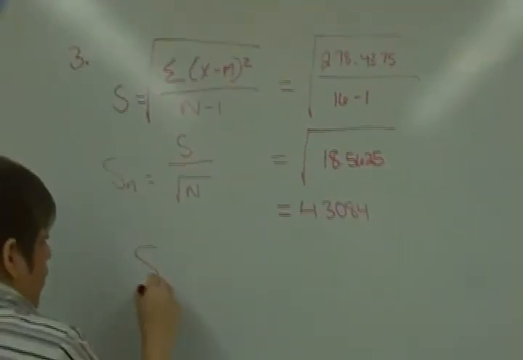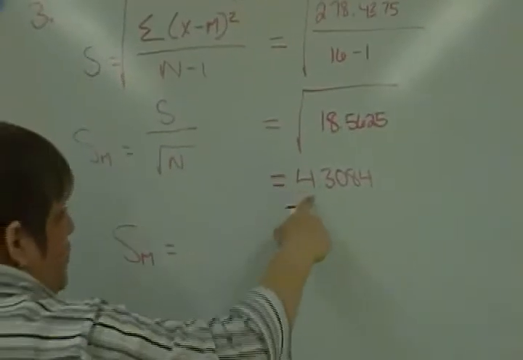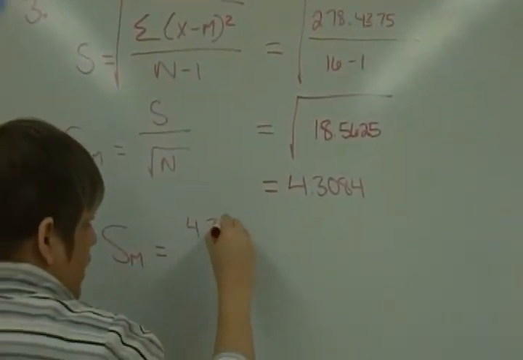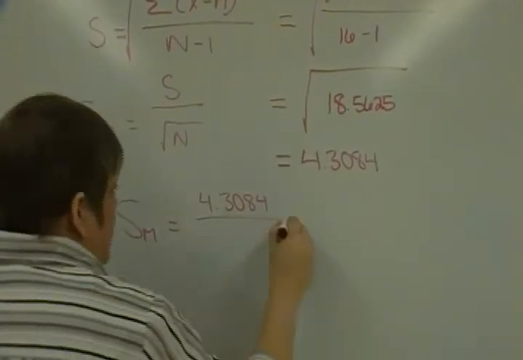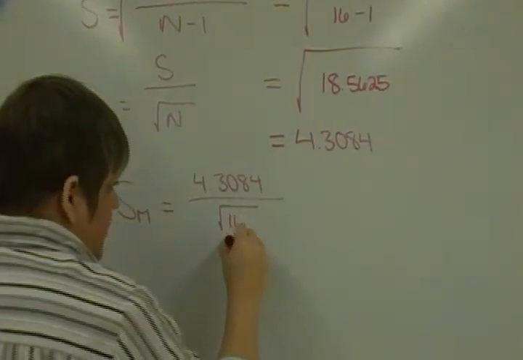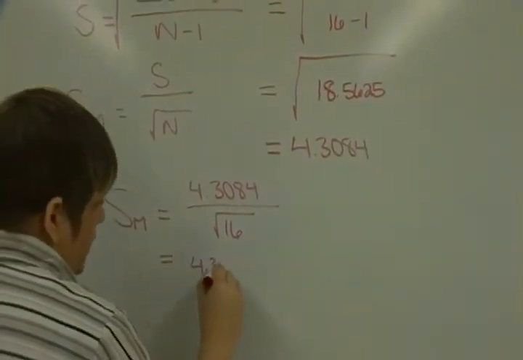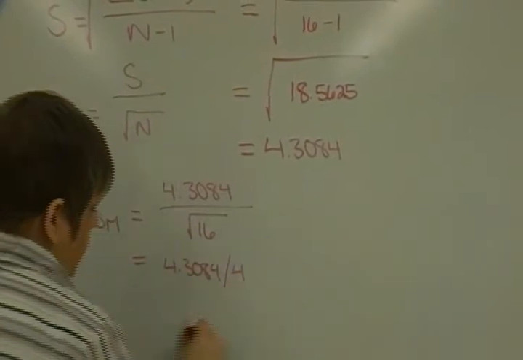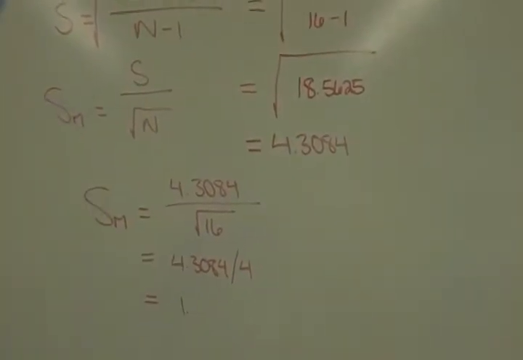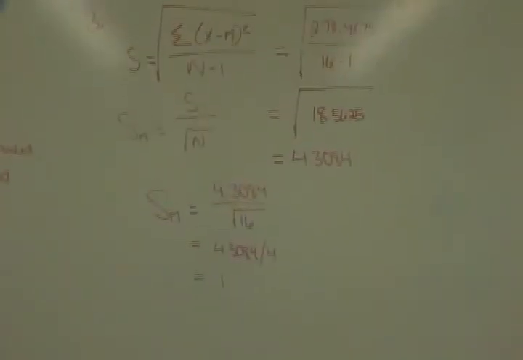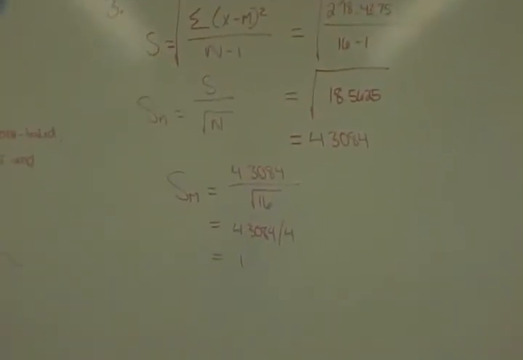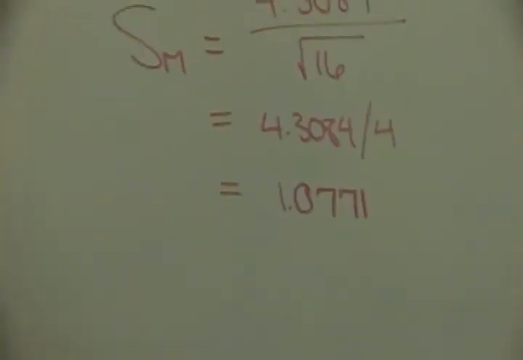I still need the standard error of the mean, and that is going to equal this value I got here, 4.3084, divided by the square root of n, 16. So I end up with 4.3084 divided by 4. That's going to give me 1 point something. Let's find out exactly what that point something is. 1.0771. All right, and that is the denominator for our formula.